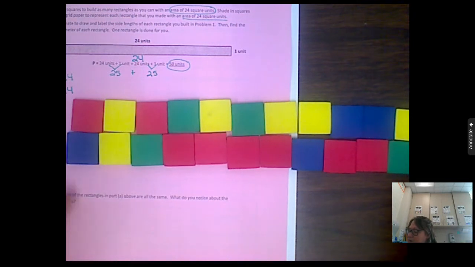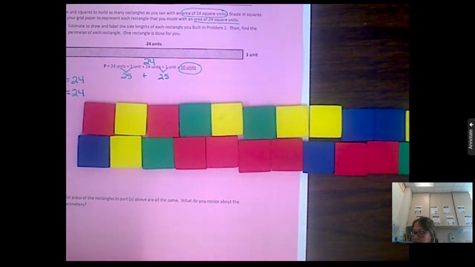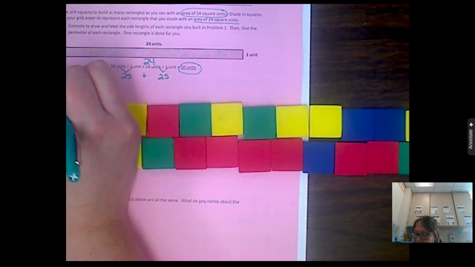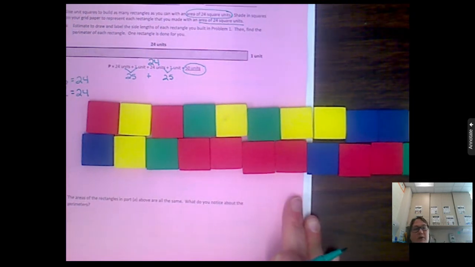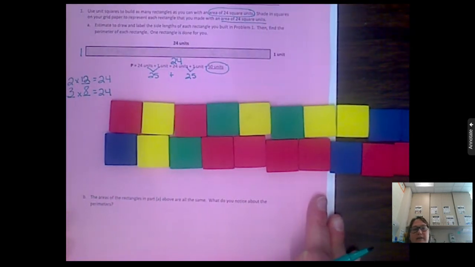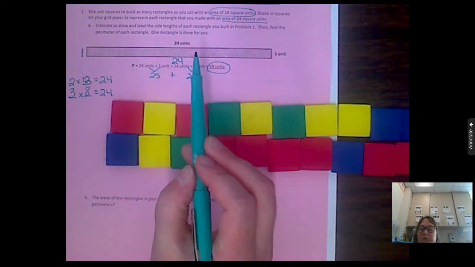Hopefully you're doing this on your own. So create 2 rows. And how many can you fit in each row till you get to 24? Because it does work. What did you get? Do you have 12 in each row? Yeah, 2 times 12 equals 24. Let's scooch it that way a little bit. There we go. So they already did 1 times 24 equals 24.